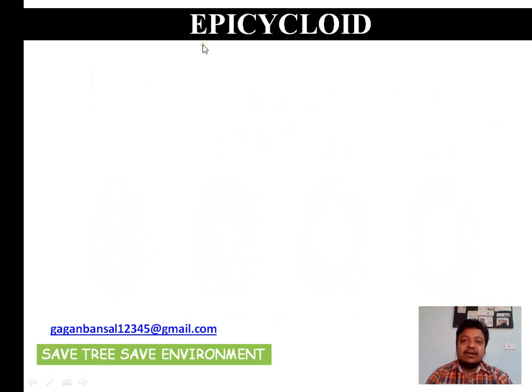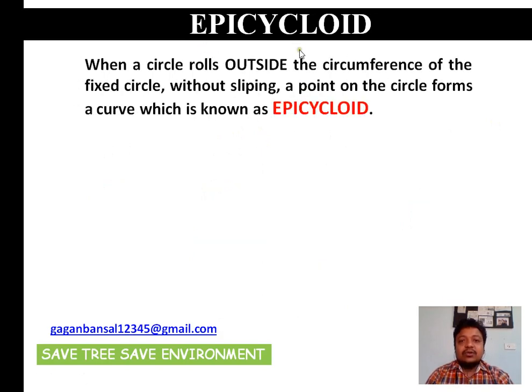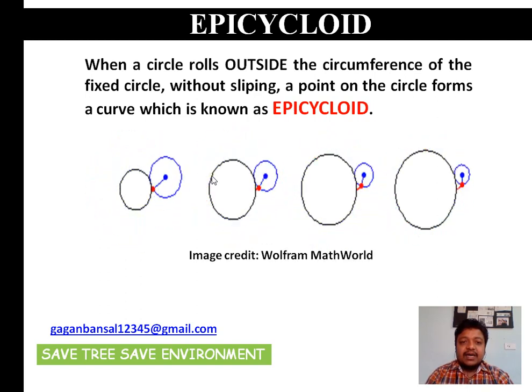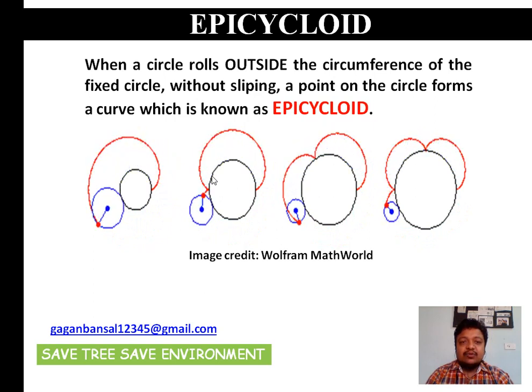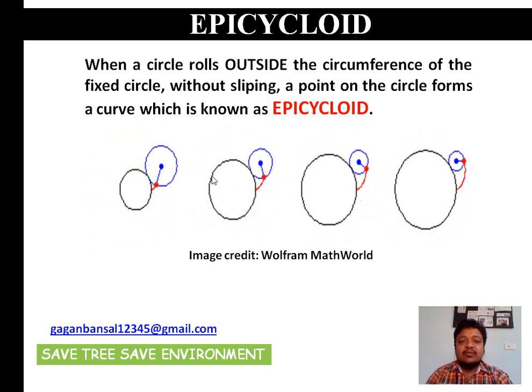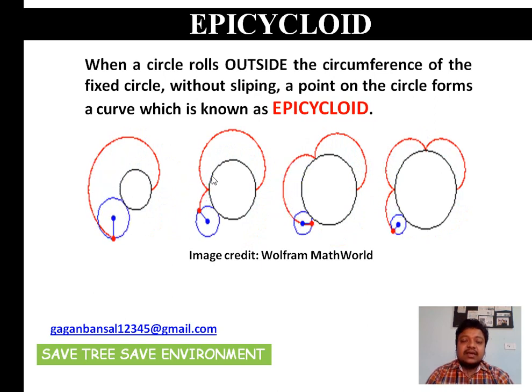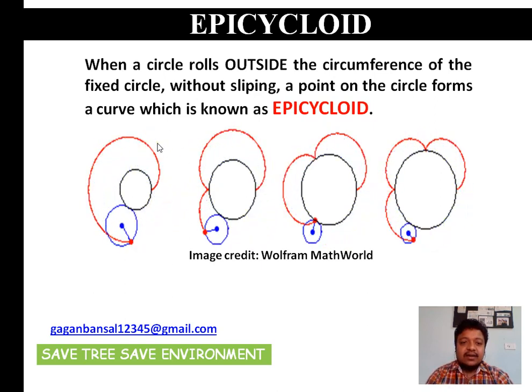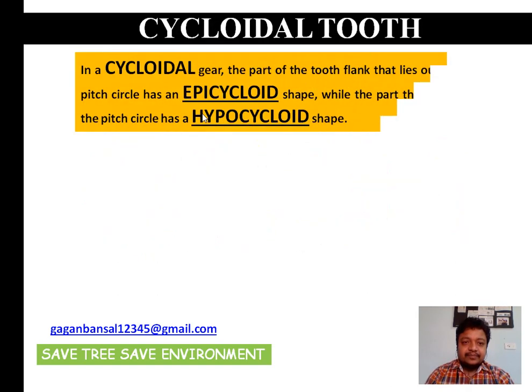And what is epicycloid? When a circle rolls outside the circumference of the fixed circle without slipping, a point on the circle forms a curve which is known as epicycloid. As you can see in this particular figure, the path traced by a point which is moved on the circumference of a circle and moving outside the circle is known as epicycloid. Let me make it more clear.